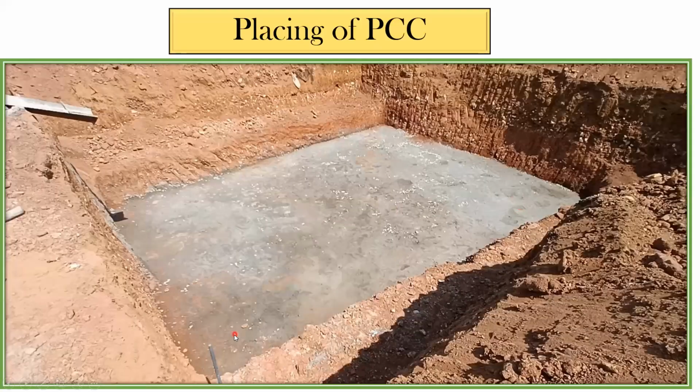The thickness of PCC was 150 mm, and if I ask you to find the PCC quantity, you can do it, right? It's a very simple calculation which we already understood. I need this length, this is my breadth, and the thickness I told you is 150. Multiply all three quantities, and you're going to get the PCC quantity for this particular area.